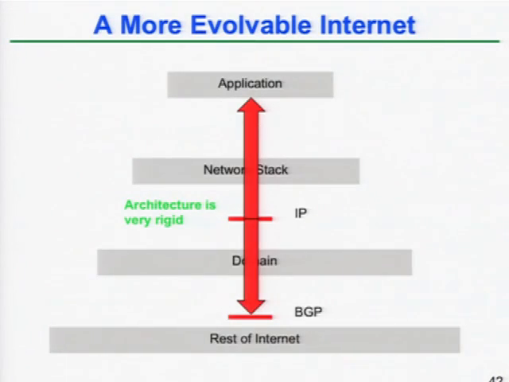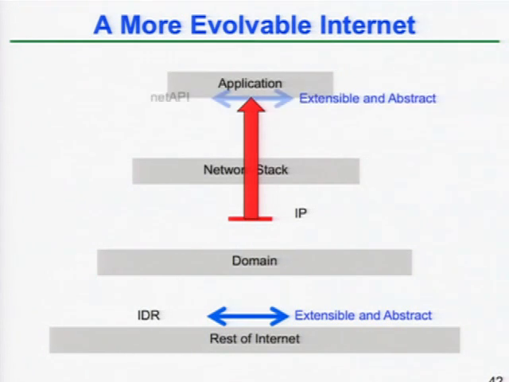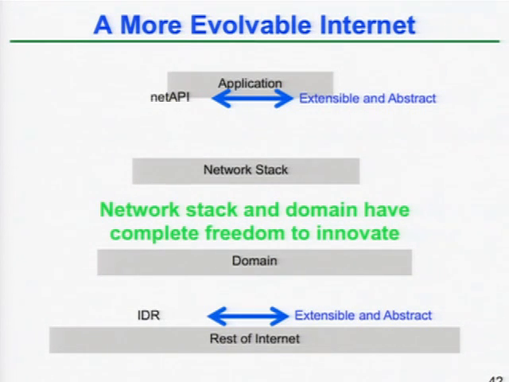So let me show you a picture. This is the picture we had before. So we get rid of BGP and we put an extensible and abstract interface. Extensible in that you can add functionality, abstract in that it doesn't show the details of the implementation, it doesn't leak the network information into interdomain routing. And so now IP is no longer embedded in interdomain routing. You replace the network API with something that's extensible and abstract. IP is no longer embedded in the applications. And now you have complete freedom to change what goes on in here.